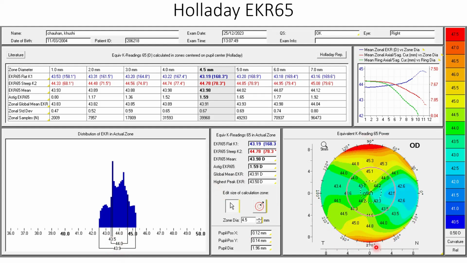This is an EKR 65 power map in which EKR is used both in the front as well as the back cornea, and we apply Snell's law to get the equivalent K reading. It can be directly used in IOL power calculations. So the main point to note here is that EKR 65 values can be directly used in IOL power calculations, and no additional adjustment needs to be made for the back surface power since they are already included.